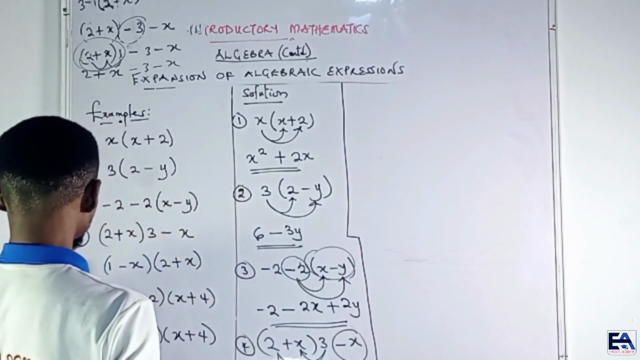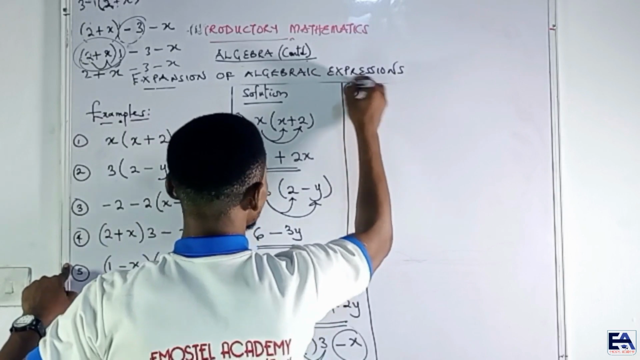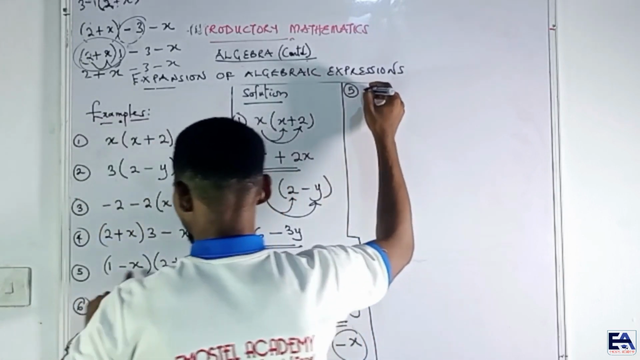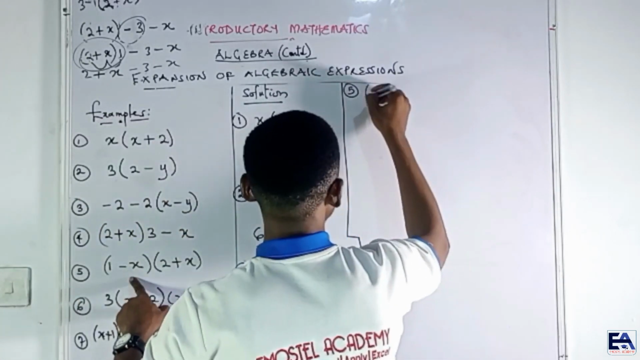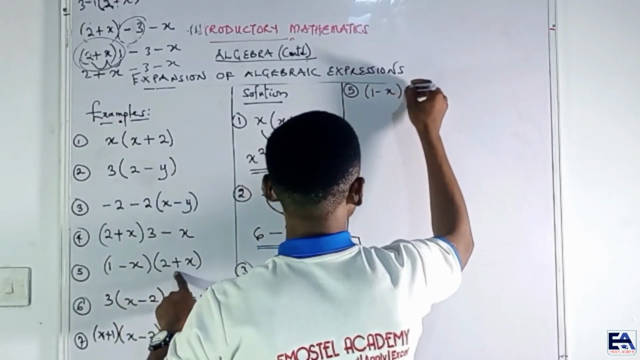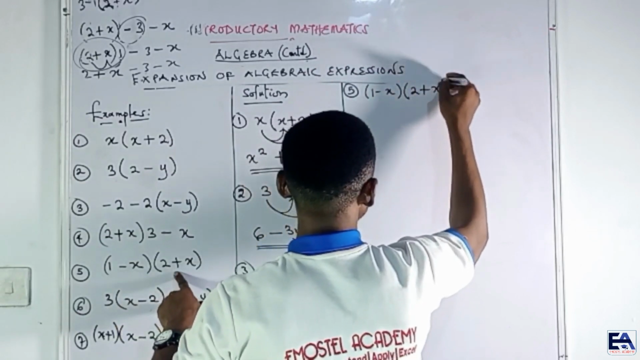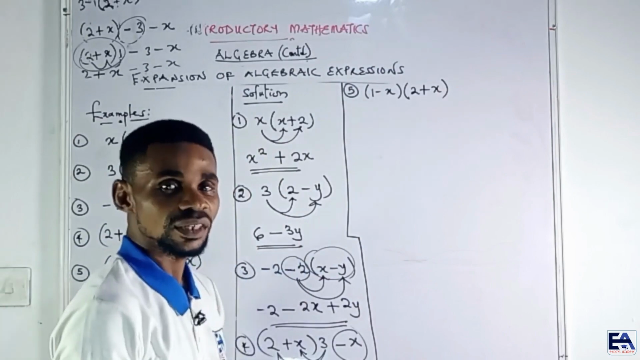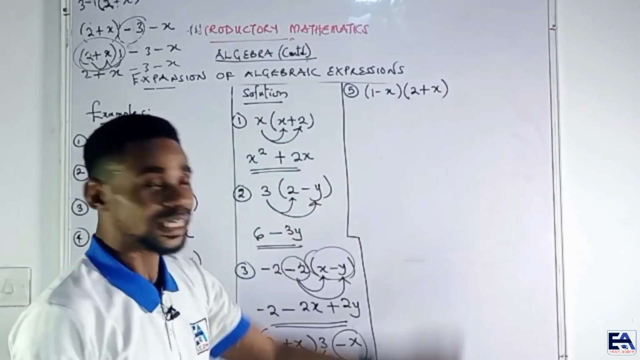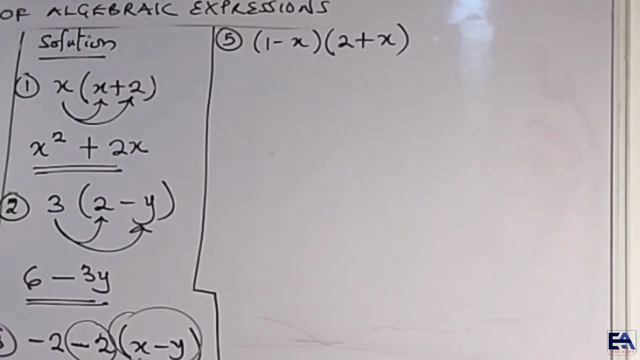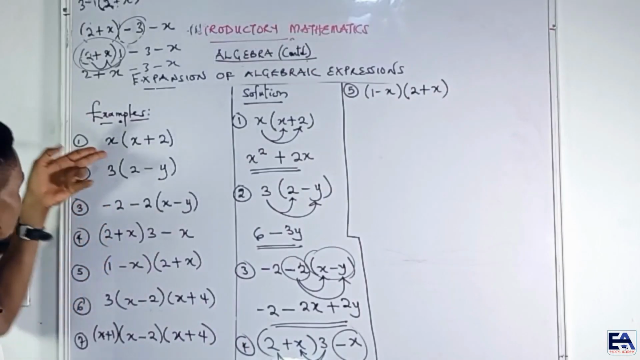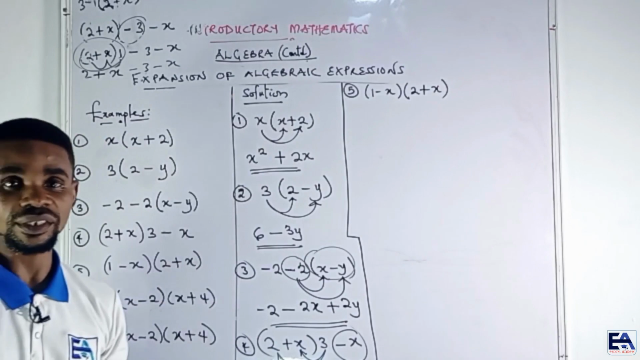All right, number 5. Here is a little bit different case. We have 1 minus x, and then another bracket 2 plus x. How do we get rid of this? We have 2 brackets now. How can we open the brackets? It's very simple. The same thing we did here and here is what we are going to do there.